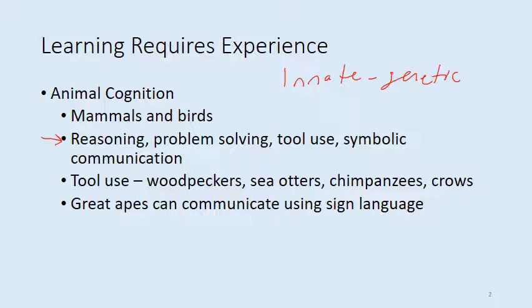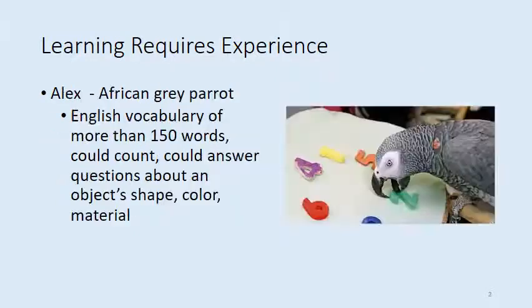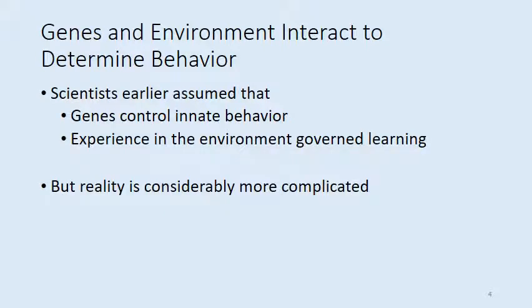Many great apes can also use sign language. And here's an example of this gray parrot that was able to learn a lot of these words, and he could actually put the letters together in the numbers. But so genes and environments interact to determine behavior. So it's not just genes, it's not just learning, but also interaction with the environment helps learning.